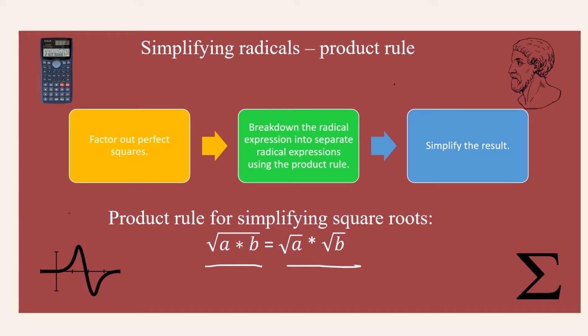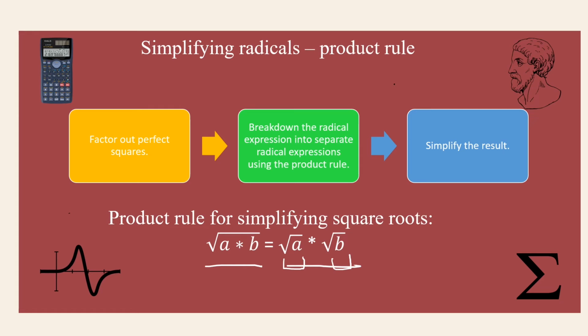But with multiplication, it's actually the same thing. When you have two things under the radical sign that are multiplying each other, you can actually separate them and have each have its own radical sign symbol. So that's what we're going to talk about.